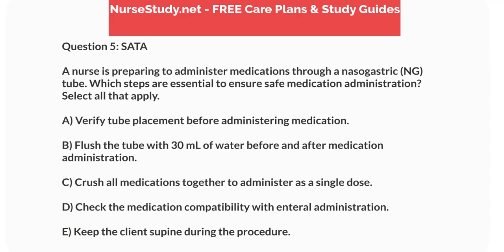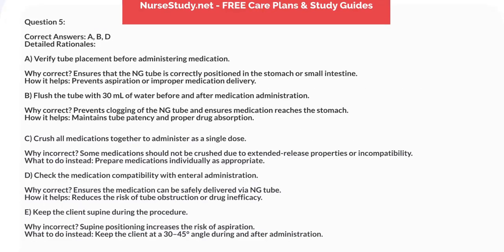Question 5, SATA. A nurse is preparing to administer medications through a nasogastric (NG) tube. Which steps are essential to ensure safe medication administration? Select all that apply. A. Verify tube placement before administering medication. B. Flush the tube with 30 milliliters of water before and after medication administration. C. Crush all medications together to administer as a single dose. D. Check the medication compatibility with enteral administration. E. Keep the client supine during the procedure. Correct answers: A, B, D.